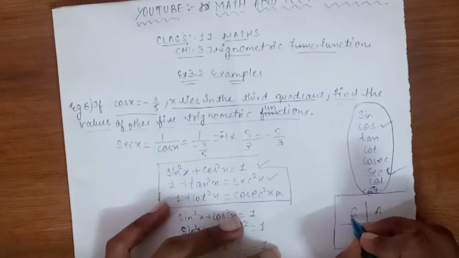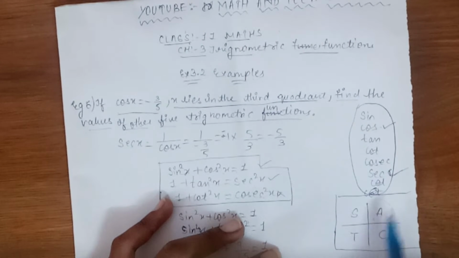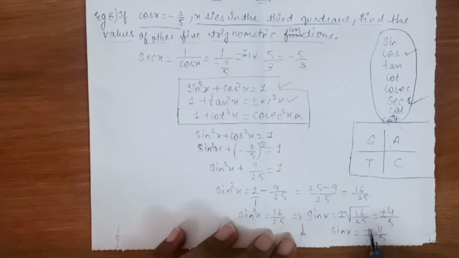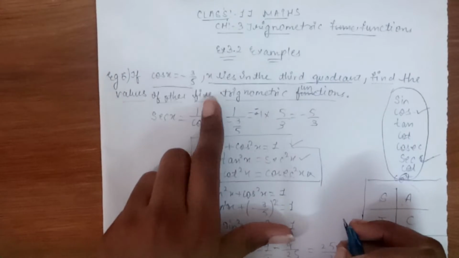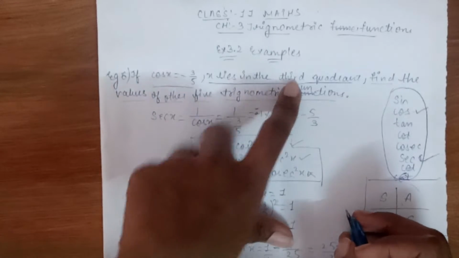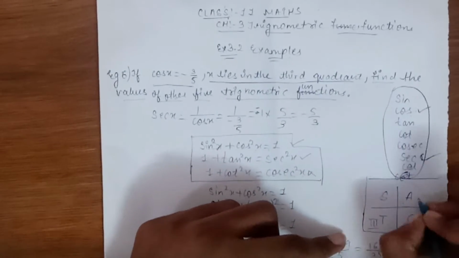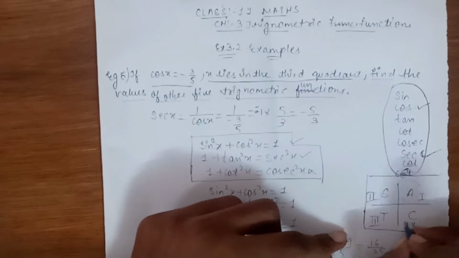See, all silver tea cups. When you have to follow this Cartesian plane, whenever we want to know whether any value is plus or minus, we have to see first in the question in which quadrant x lies. Here they are saying third quadrant. The third quadrant is here. So this is the first quadrant, second quadrant, third quadrant, fourth quadrant.